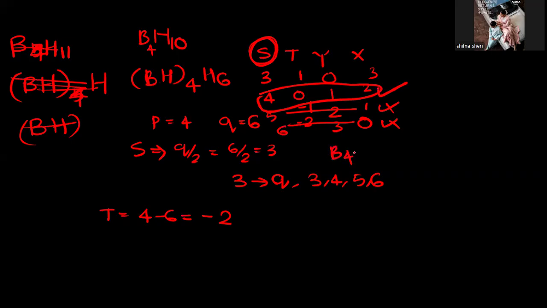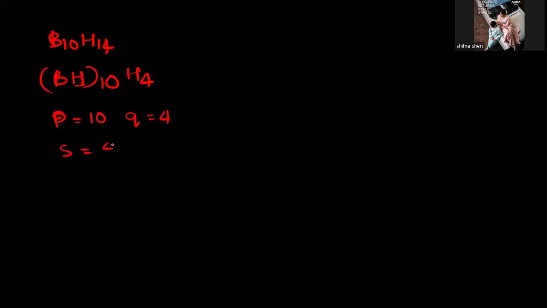For B4H10, the styx number is 4012. You can do another question also. The question is B10H14. First, you have to write B10 and H4. And then P is equal to 10, Q is equal to 4, S is equal to 4 by 2, that means 2. 2, 3, 4. These are the possibilities of the numbers. T is 10 minus 4, that means 6.